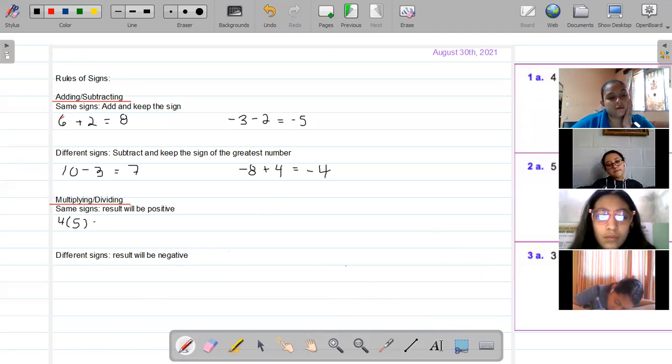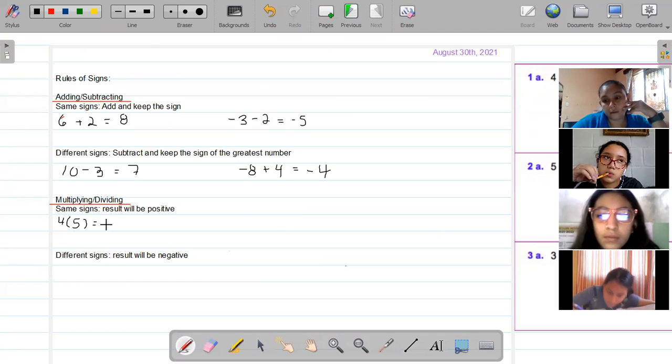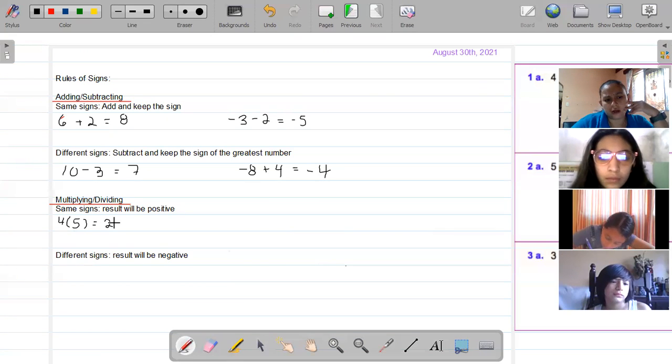So 4 times 5. They taught us all of the multiplications like in 3rd grade. So how much is 4 times 5? 20. And you know that. That's easy peasy. Okay, but they didn't tell you this is positive, this is positive, therefore they have both the same sign. My answer will be positive. They didn't tell you that.